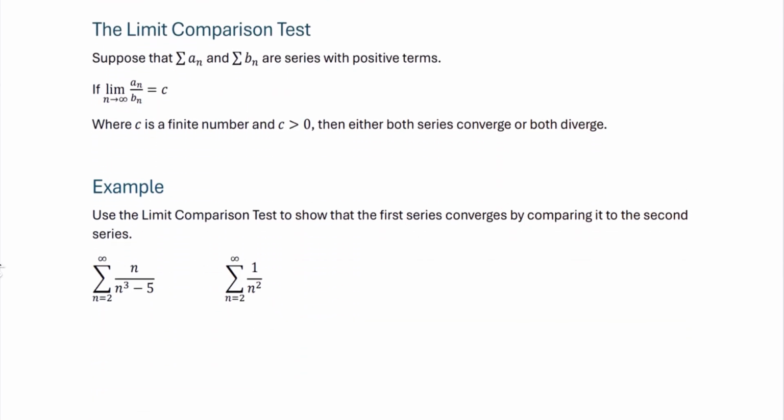Up next, we have the limit comparison test. Sometimes direct comparison doesn't always work, and we need a different test. The limit comparison test: suppose the series a sub n and b sub n are again positive terms, and if the limit as n approaches infinity of their ratio is a constant, in other words, the limit exists, where c is just a number bigger than 0, then either the series both converge or they both diverge.